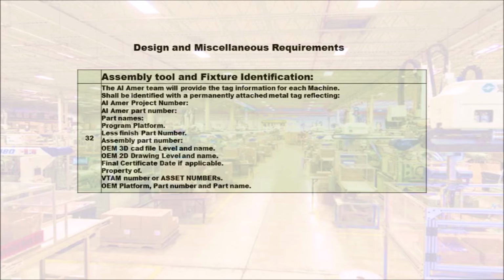Shall be identified with a permanently attached metal tag reflecting Amer project number, Amer part number, part names, program platform, less finish part number, assembly part number, OEM 3D CAD file level and name, OEM 2D drawing level and name, final certificate date if applicable, property of VTAM number or asset numbers, OEM platform, part number, and part name.